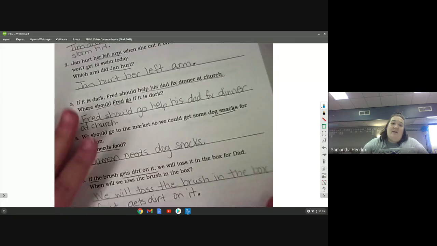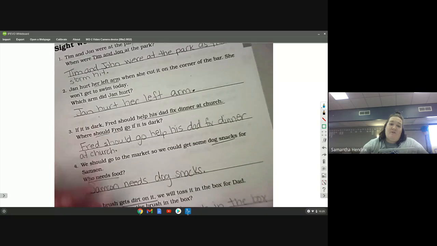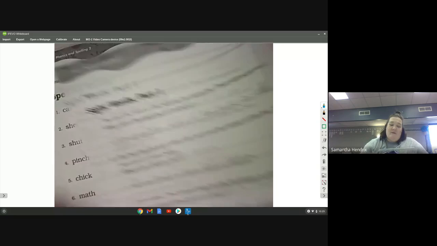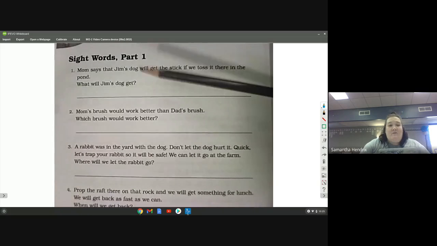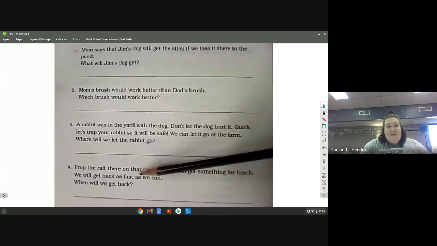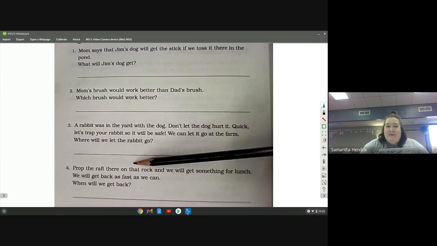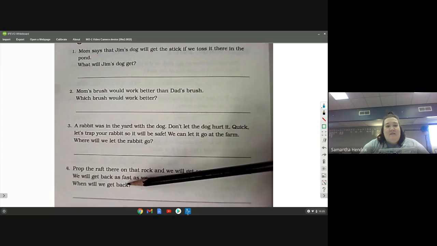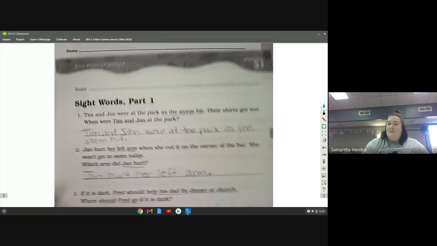You do not have to show me this page. I'm going to trust that you've done this page. Remember, you can pause and write any of it. On the back, though, I need you to record yourself reading these and take a picture of your answers. You don't have to read your answers to me, but record yourself reading these. Okay? Okay. Good job.